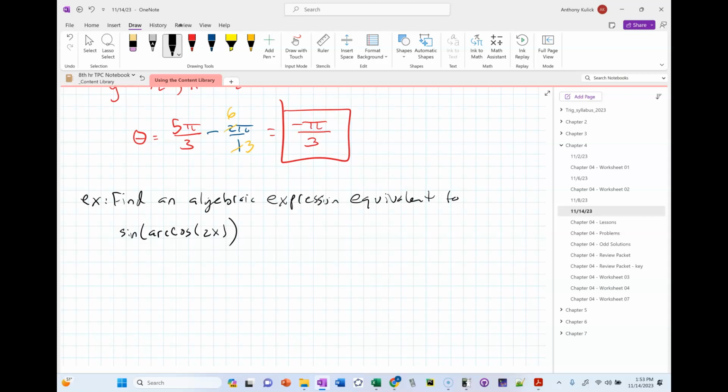It says, find an algebraic expression equivalent to sine of arc cosine of 2x. So when we say algebraic expression, what are we talking about here? It says, find an algebraic expression. What would be an algebraic expression? What do we mean by that?